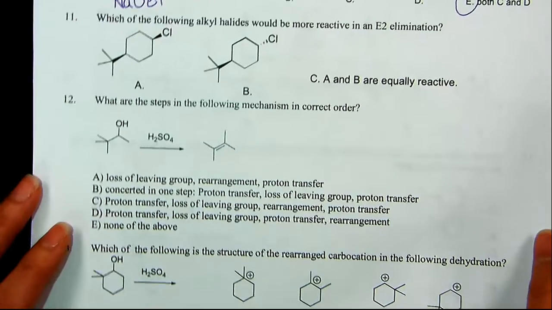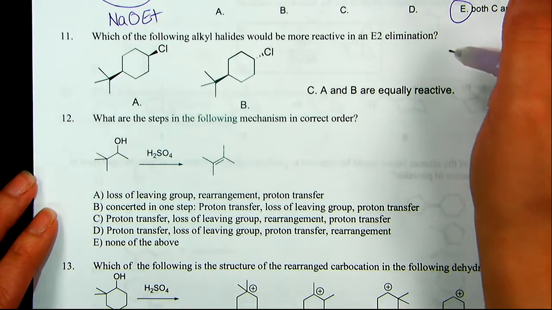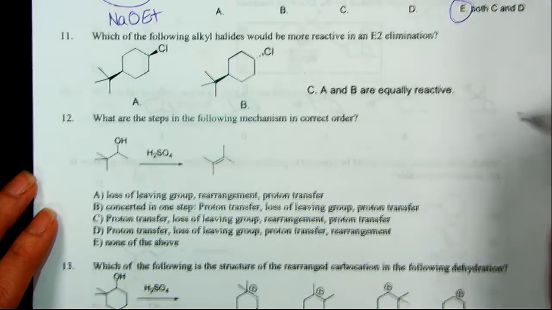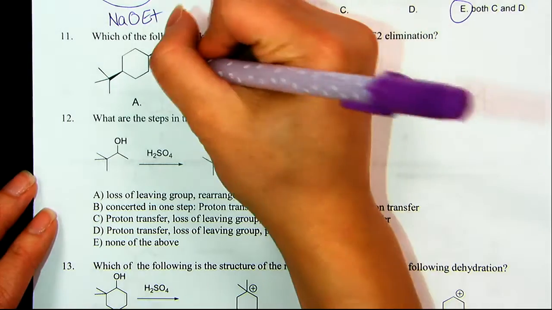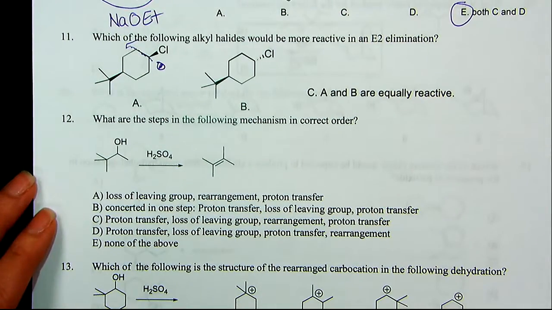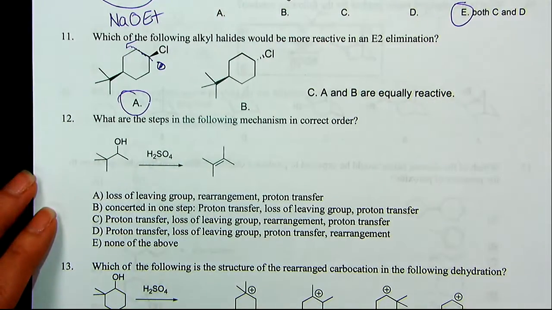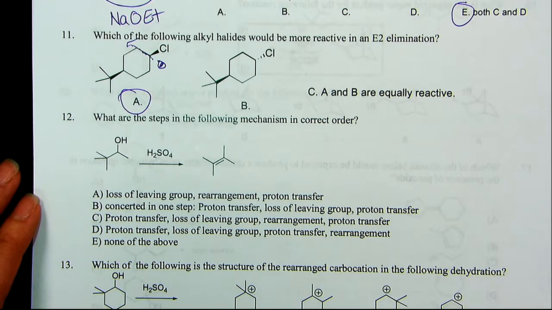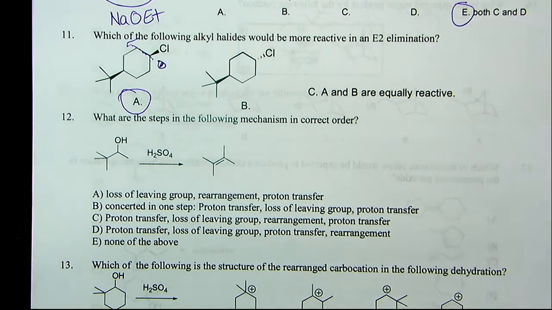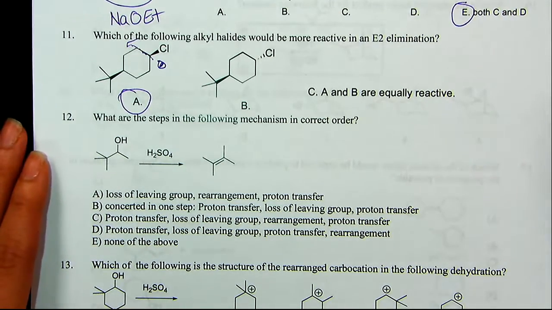Alright, number 11. Which of the following alkyl halides would be the most reactive in an E2 reaction? In this case, for an E2 reaction, when you draw the Newman projection, it will help you find the most stable one, because the chlorine will be in the equatorial position. This is the chair conformation part of chapter 8.